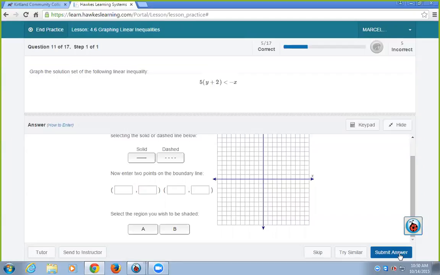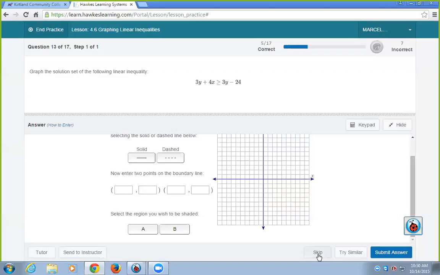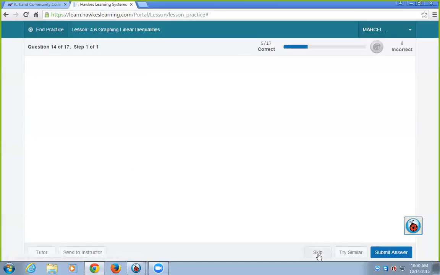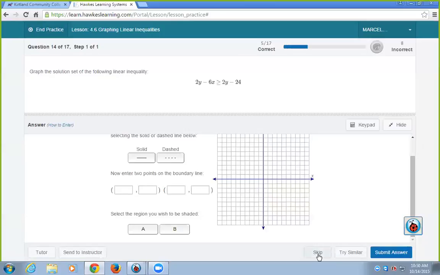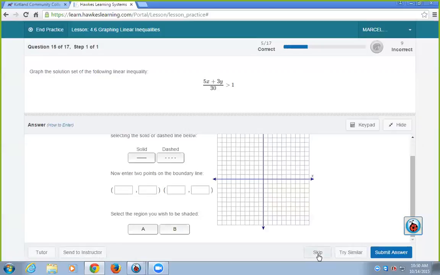This one you got to distribute and then solve for y. So it's just looking at a little bit different setups with those. Same thing here. Being real careful with negatives on your y's. This one, the x's are going to disappear again. And that one, the y's disappear. And this one is a little bit different because it's got 30 in the denominator.